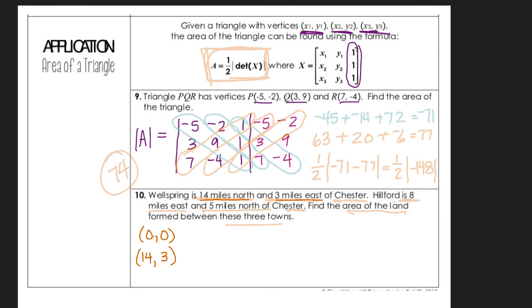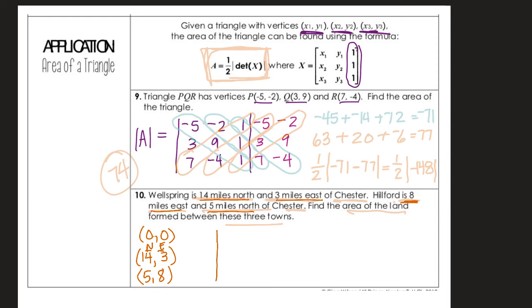And then we're going to address that. Look at Hilford. It's 8 miles east and 5 miles north, right? So if I did north and east here, then in the second ordered pair, you have to also do north and east. So if I want to do 14, 3, then what does my ordered pair have to be for the next one? It would have to be 5, 8. And again, the order that you put these in, just as long as it's north-east or east-north, you're good.